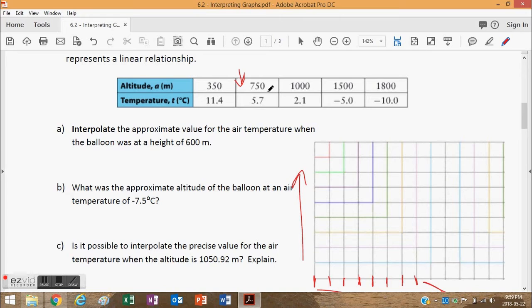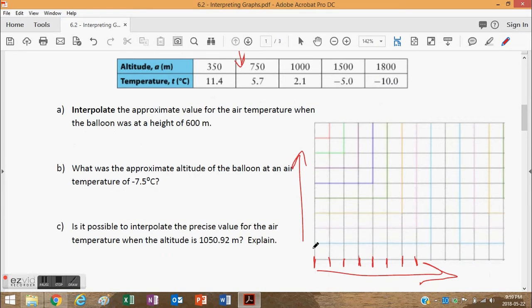Now we haven't used up all of our graph. You can figure that part out for yourself. It's just got to be an even scale along the x-axis, and similarly an even scale along the y-axis.